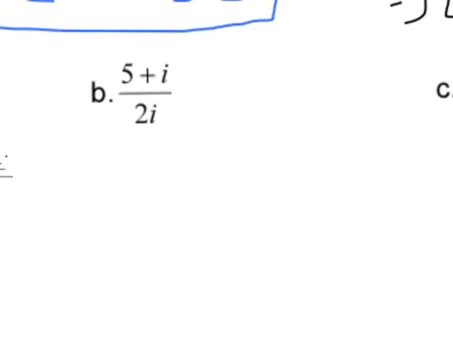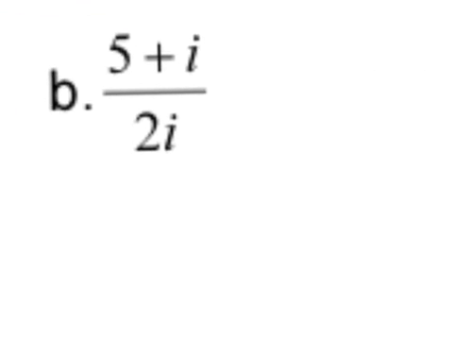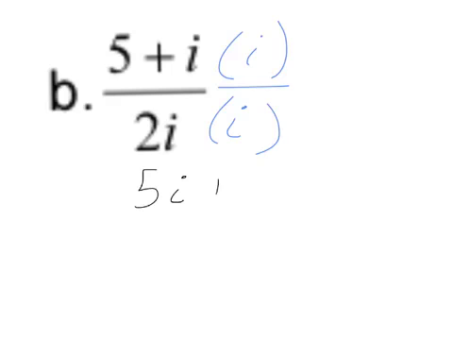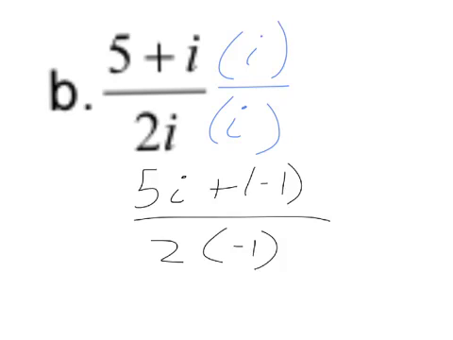Okay, let's try this one then. So a lot of times people here are going to want to multiply by a 2i, but you don't really need to do that. If you think about it, all you need for this i to become rational is another i. So we're just going to multiply this by i over i. So 5 times i is 5i, plus i squared is just -1, over 2 times i squared, which is -1.